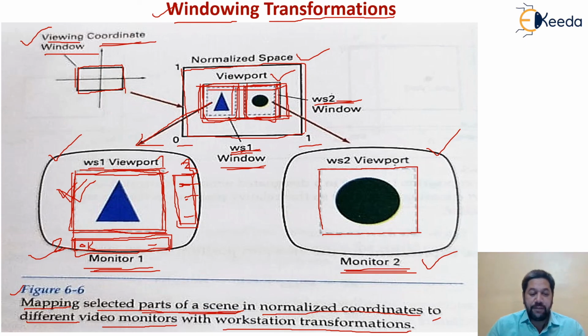I think the diagram indicates mapping the selected part of the scene in a normalized coordinate to the different video monitors with the workstation transformation. So this is all about the concept that we call the windowing transformation. I hope all of you have enjoyed the concept learning of the windowing transformation.